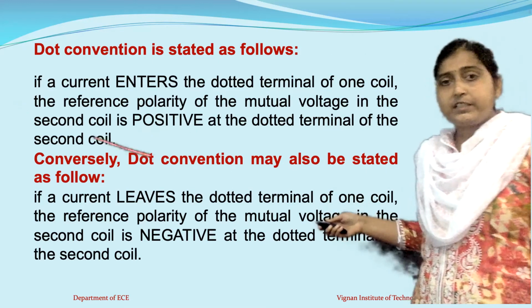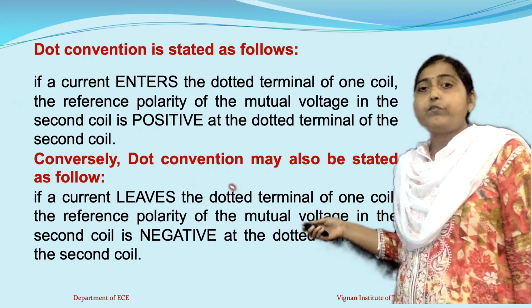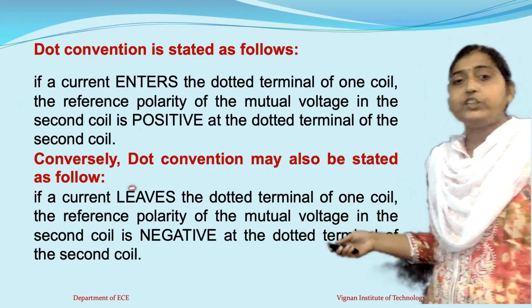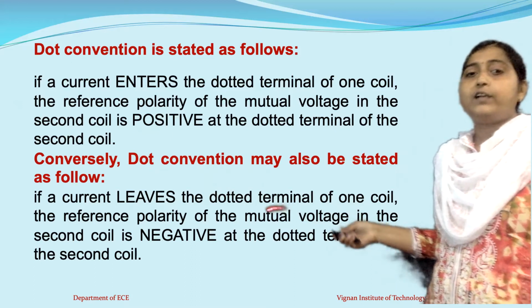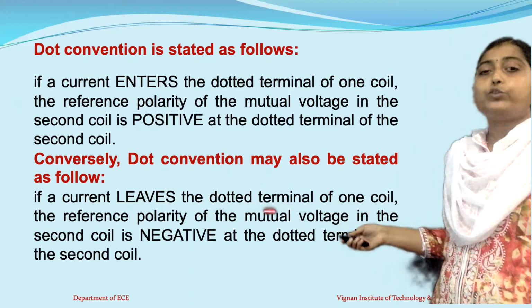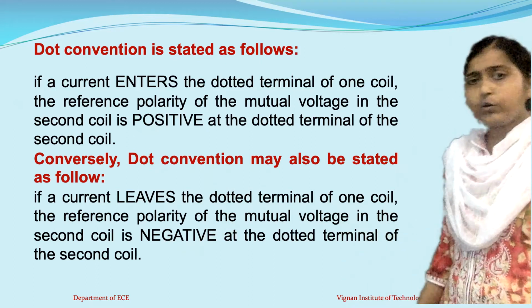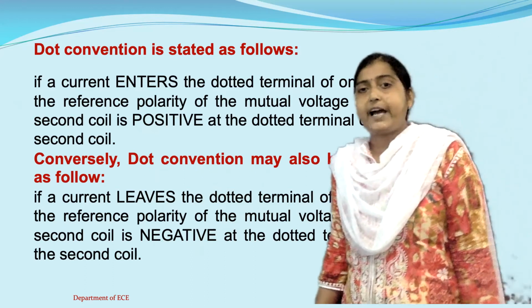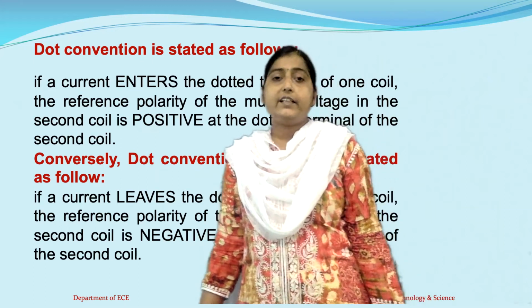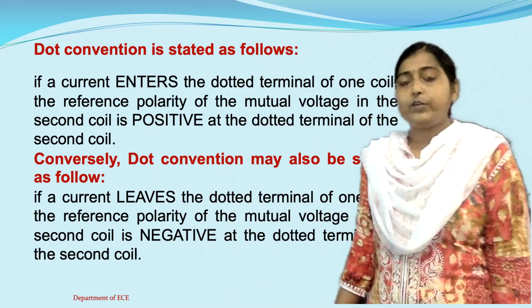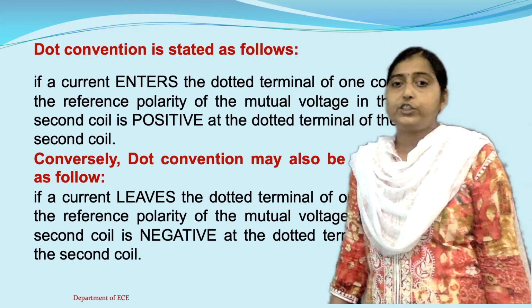Conversely, dot convention may also be stated as follows. There is another way of defining the dot convention, that is, if a current leaves the dotted terminal of one coil, then the reference polarity of the mutual voltage in the second coil is considered as negative. So it all depends on the direction of the current, whether it is entering the first node or whether it is entering the second node. Based on that, we are going to consider the polarity of the mutual voltage induced as positive or negative.